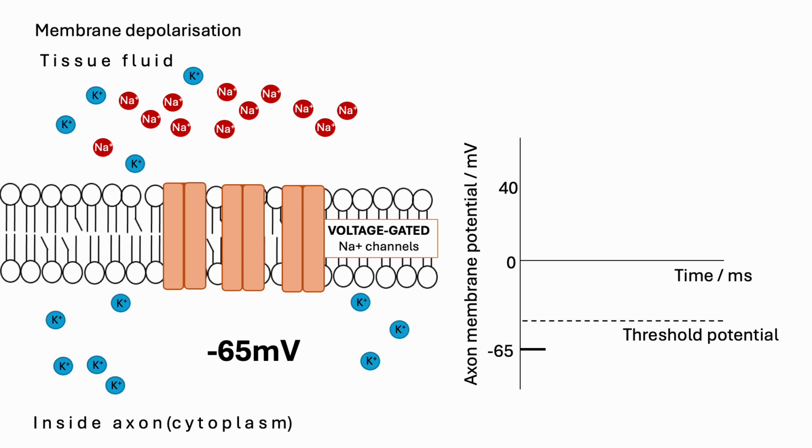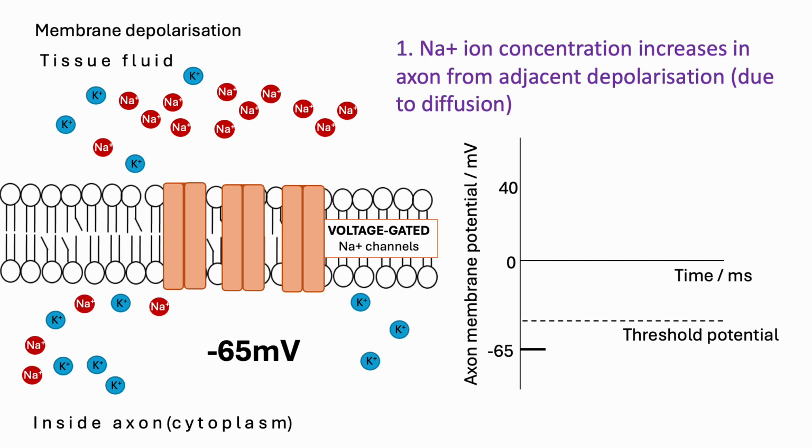Also on that graph, notice that I've shown a threshold potential. Okay, so let's go through the answer. It'll be the same as before. An animation will be shown, and then I will give you the marking point. So sodium ion concentration increases in the axon from an adjacent depolarisation. The depolarisation will have happened in the adjacent part of the neuron, and sodium ions are diffusing from that region.